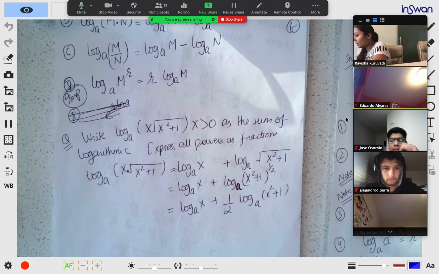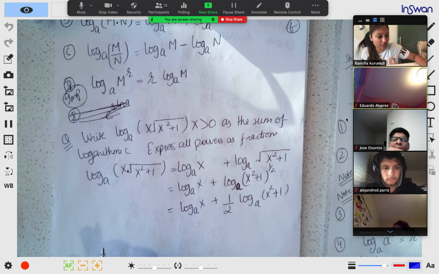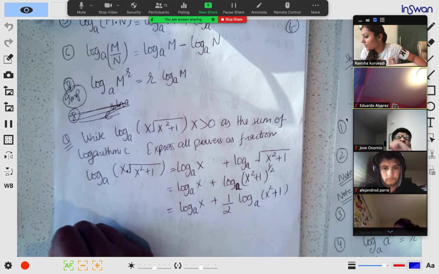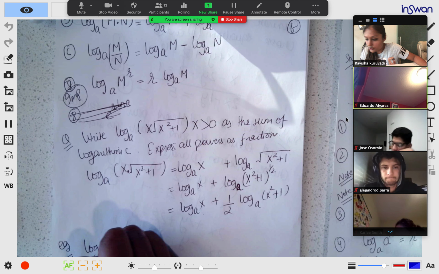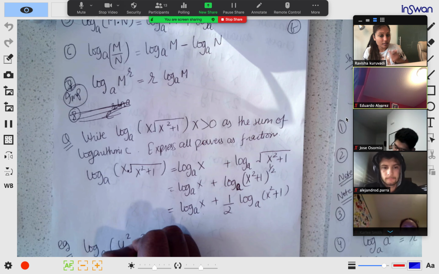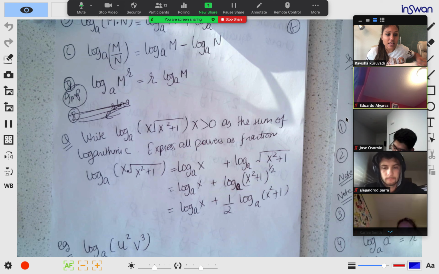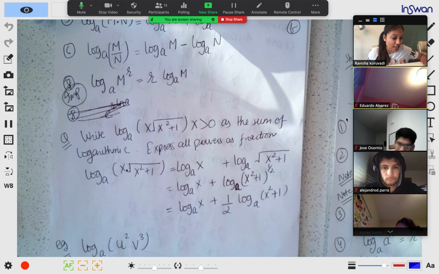I want you guys to try this. So an example you have is, I would say, log a of u square v cube. Expand this as much as you can. Log base a of u square v cube.